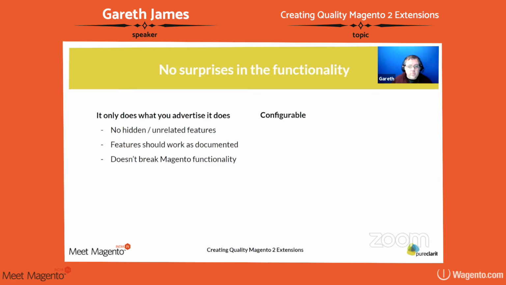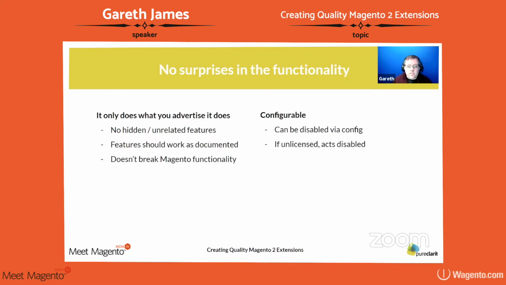So modules should be configurable. What I mean by this is that they can be disabled by a config. A merchant shouldn't have to go to the developer if they want to disable a module if it's causing problems. That's just extra costs. And also it's useful for developers when they're investigating things.